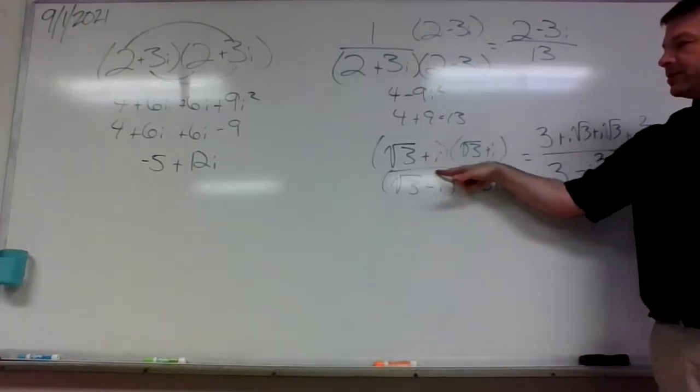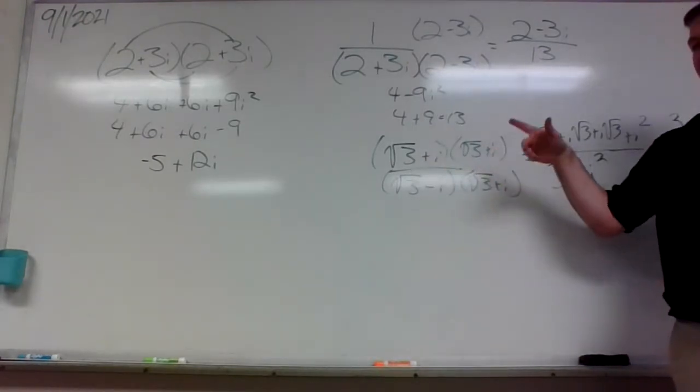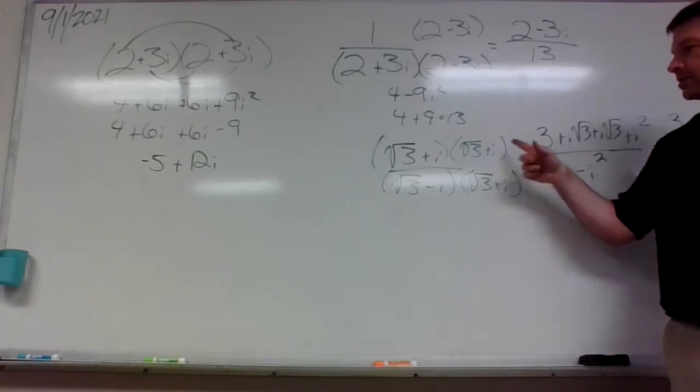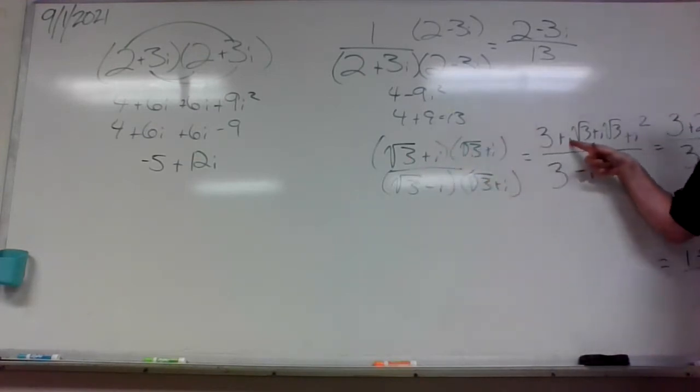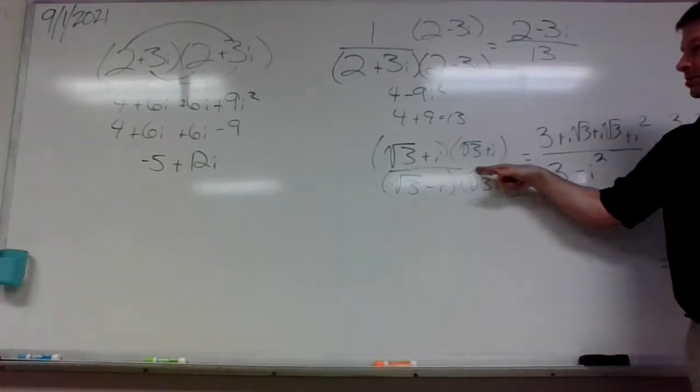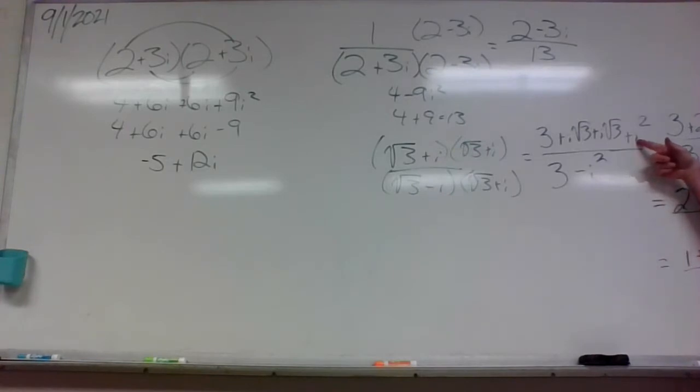Square root of 3 times square root of 3 is 3. When you square a square root, they cancel out. i times square root of 3, i times square root of 3. You foil, and that plus that is just 2 of those. i squared is -1. Anyway, 3 minus 1 is 2. Yeah, you're right.